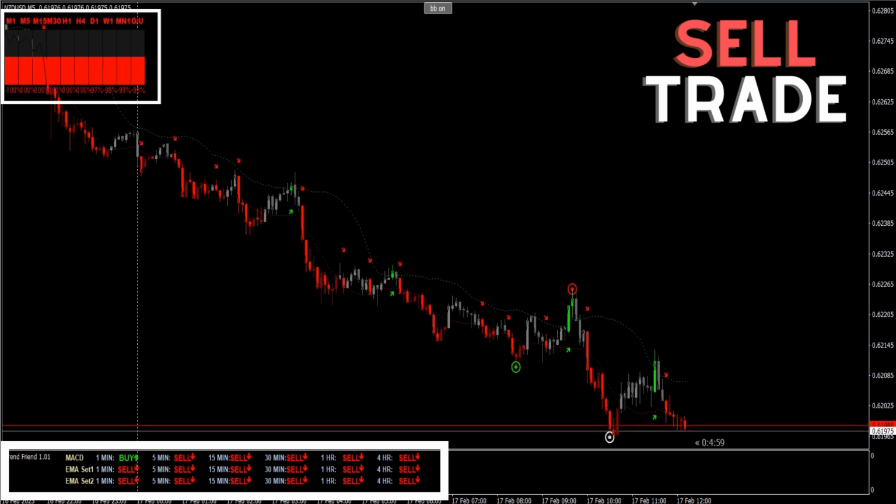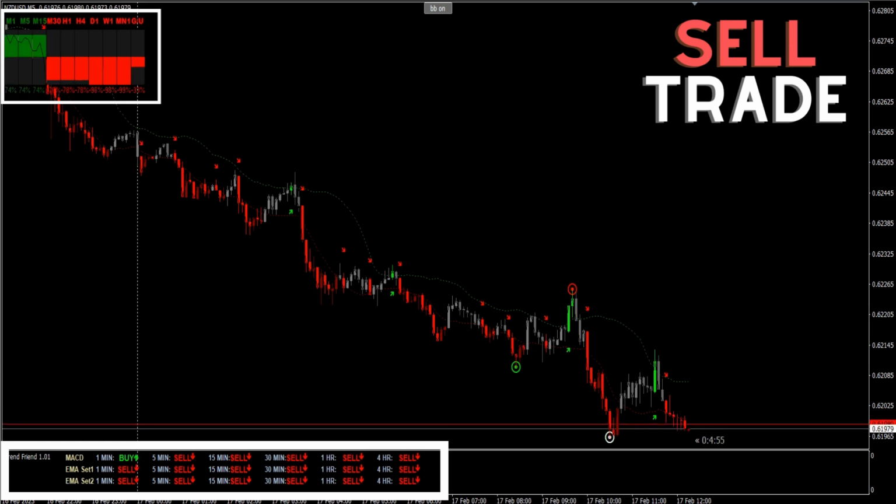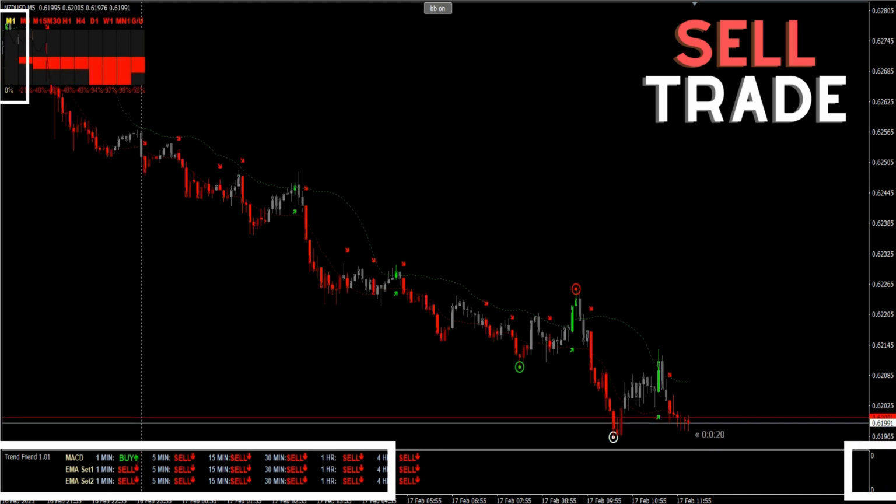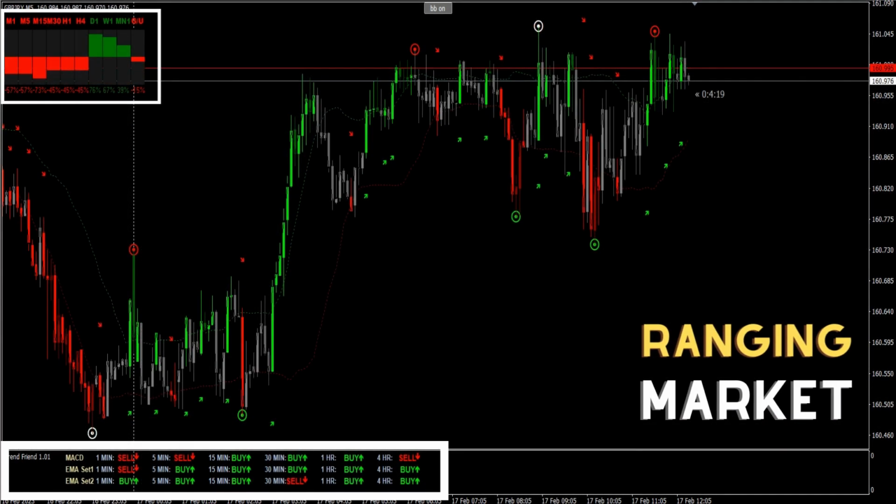This indicator system works best on the 5 minutes time frame. Avoid trading during news release time. The system works on forex, indices, stocks, and crypto. This is a trend trading indicator, so avoid trading during a ranging market.